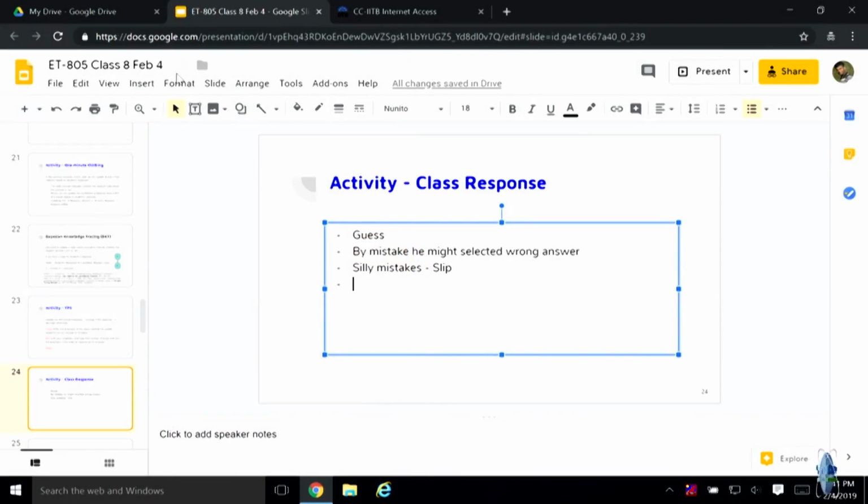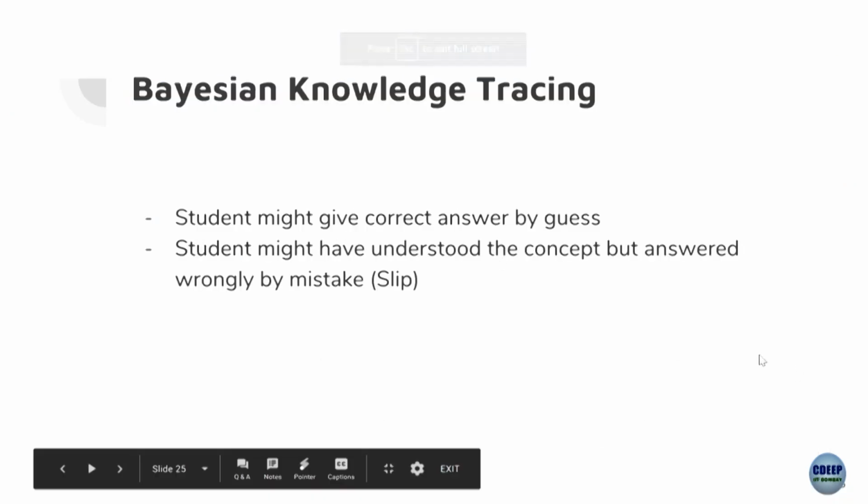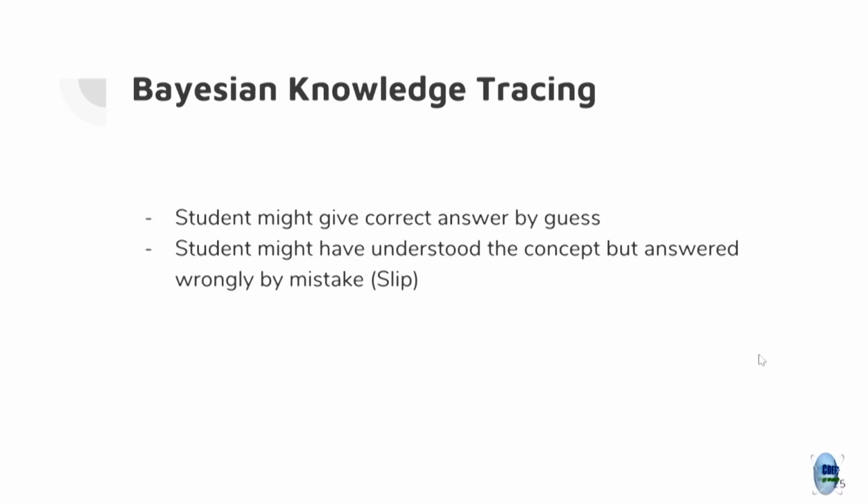So the method we were showing previously, just updating the probability of the concept given only whether the response is correct or not, may not consider the guess and slip. A student might give a correct answer by guess, so we need to avoid that. What is the probability of guess? Guessing also matters, right? And a student might have understood the concept but answered wrongly by mistake. It's called slip. So we need the probability of slip. There are two values: probability of slip and probability of guess.